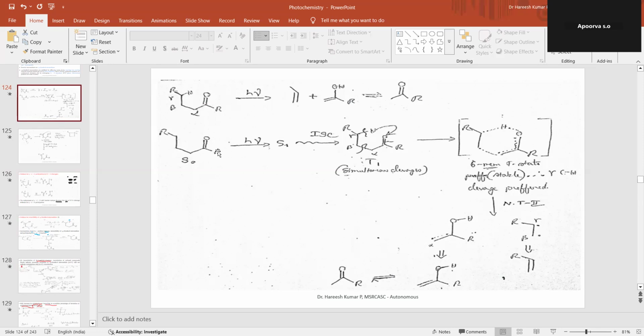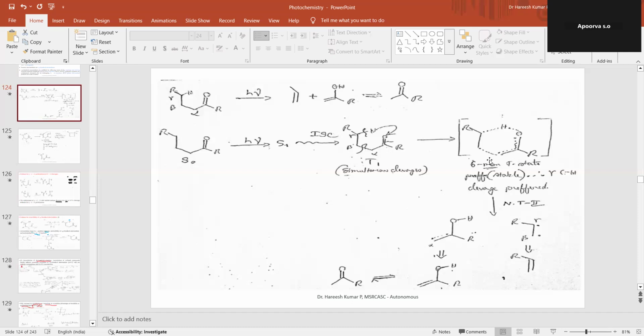If we look at the mechanism, the ground state gamma hydrogen-containing carbonyl compound on irradiation gives the singlet excited carbonyl compound, which undergoes intersystem crossing and forms a triplet. This triplet undergoes a transition state. What is the transition state? The gamma hydrogen is abstracted. There will be a bond formation between the oxygen and the gamma hydrogen, a pi bond cleavage, and a homolytic cleavage of the alpha-beta carbon-carbon bond. So it forms a six-membered transition state. Why is it a six-membered transition state? Here two electrons, this is two electrons, and this is two electrons. Totally, six electrons are involved.